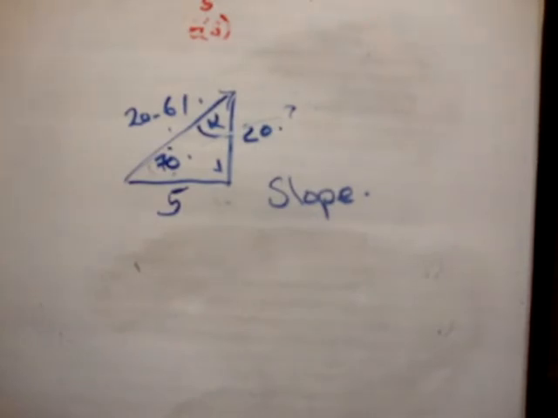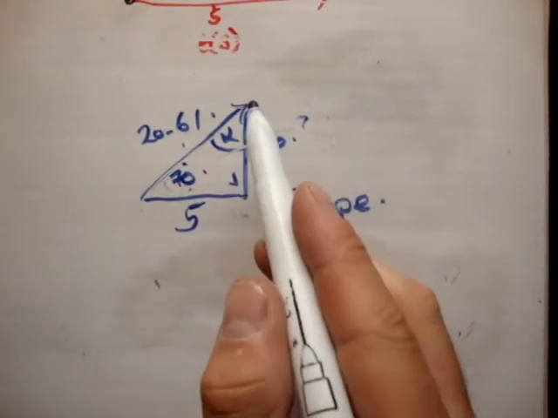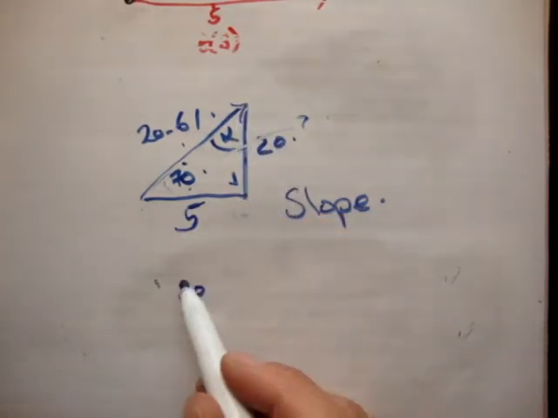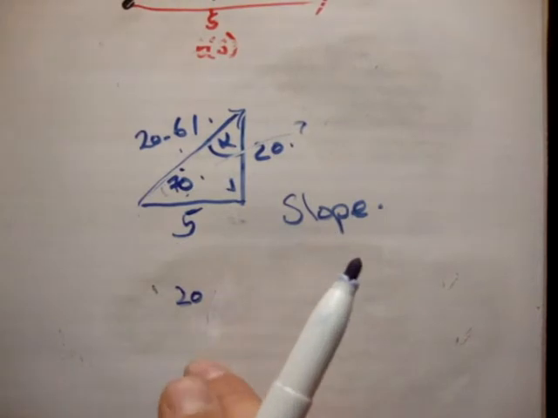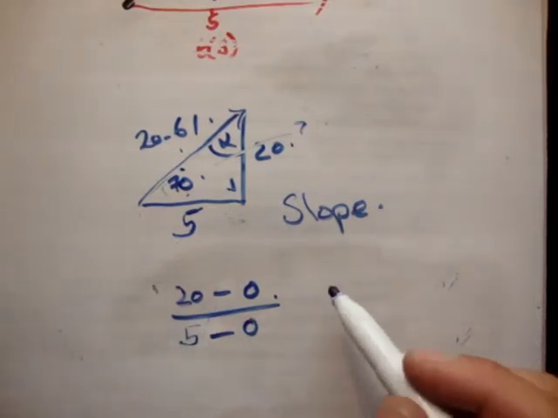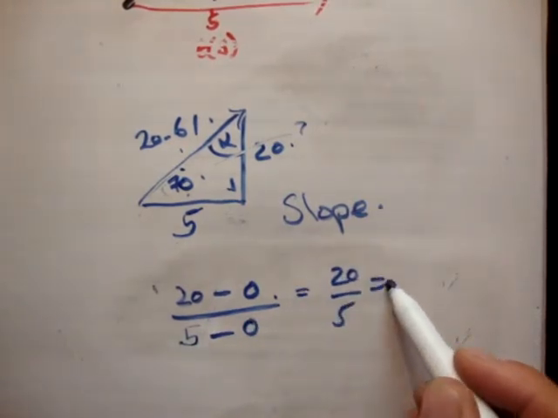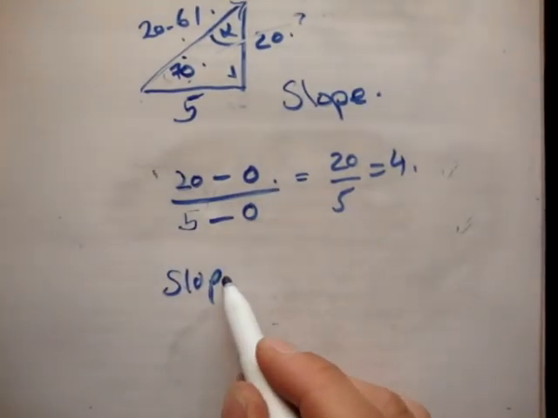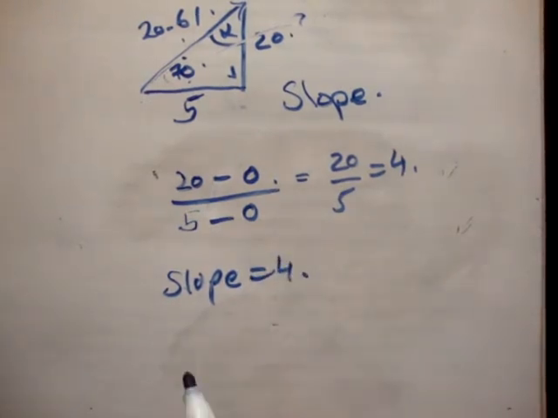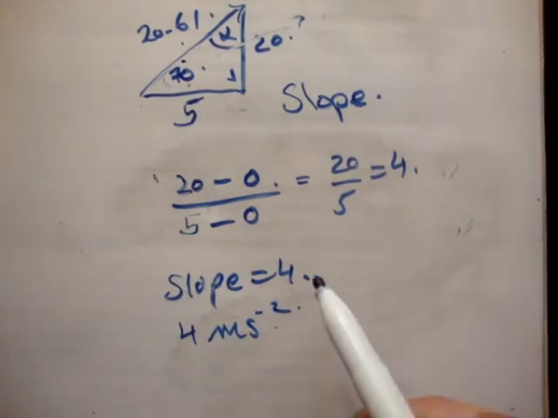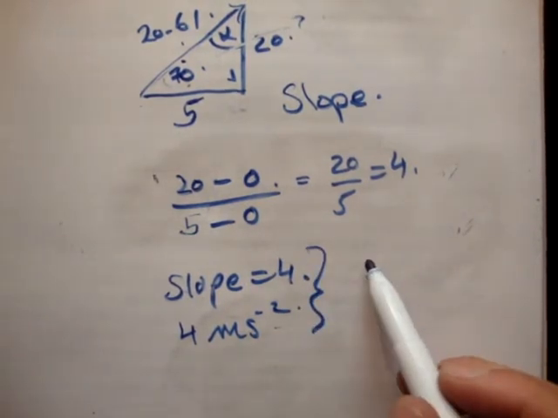Using the slope formula, you don't even need to know that it is the slope formula, you should be able to work it out. What's y2? The speed at y2 is 20. What's the speed at y1? It's equal to 0. What's the time at x2? 5. What's the time at x1? 0. So 20 over 5 is equal to 4. The slope equals 4. What did we get our acceleration at? 4 meters per second squared. So the slope corresponds to the acceleration.